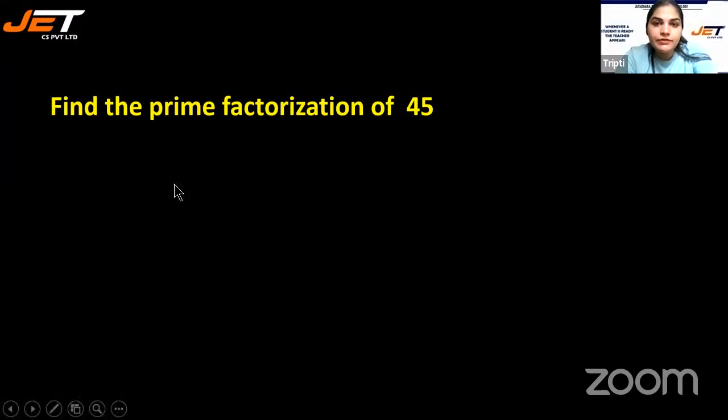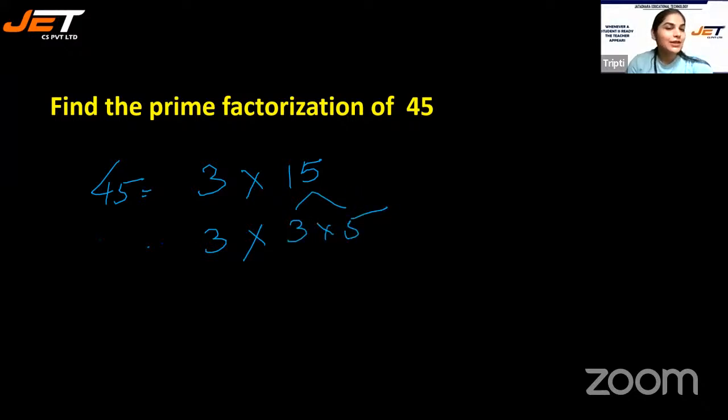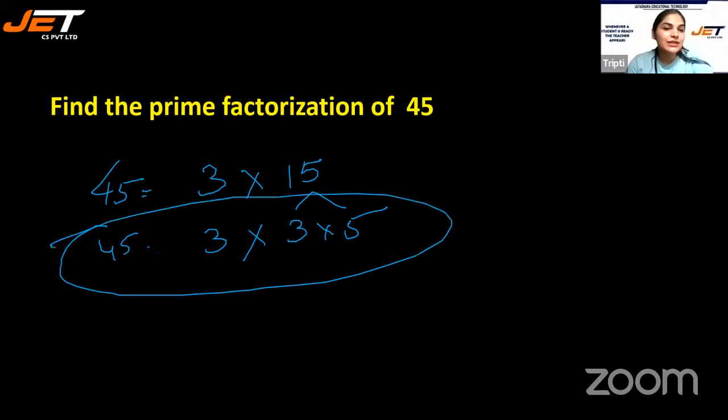I hope it's done. 45. So if I talk about number 45, it is not in the table of 2. Let's start with 3. 3 times 15 is 45. But this 15 is again not a prime number. So 15 can be written as 3 times 5. So the prime factorization of 45 is 3 times 3 times 5.